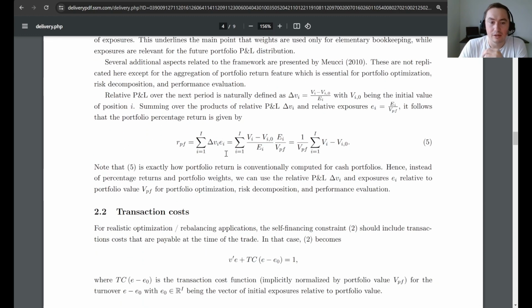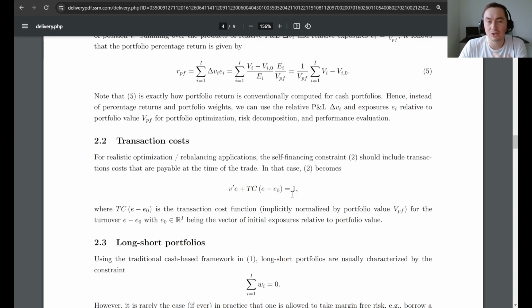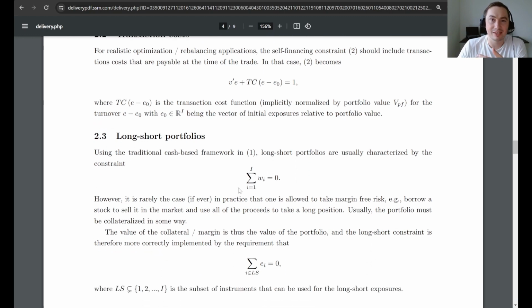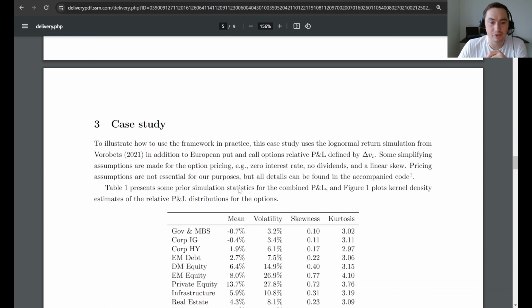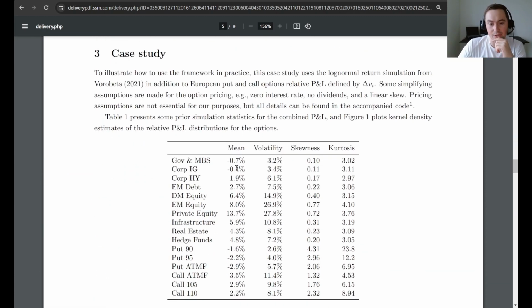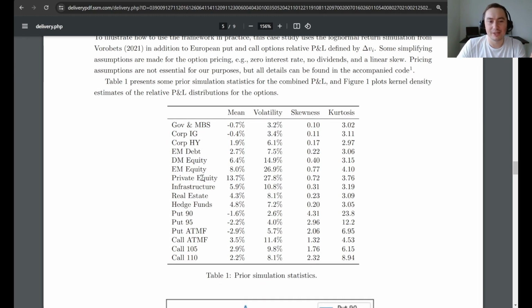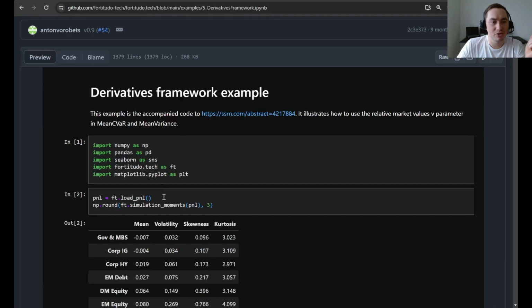But these formulas with portfolio return are quite simple, and then there's a talk about how to introduce transaction cost and some perspectives on long-short portfolios that I will allow you to read for yourself. And then we come to this case study. This is the one where we'll be going through the code and see if we can get the same results and some additional nuances. So let's go back to the code and look at it here.